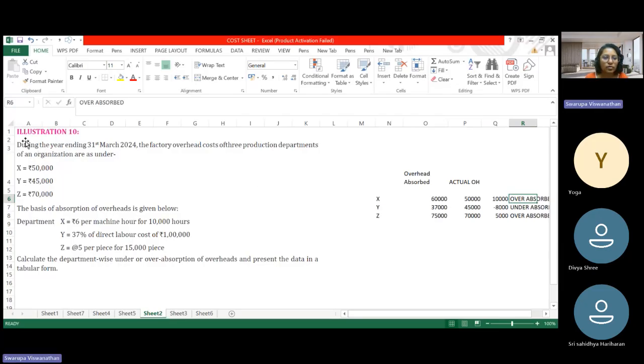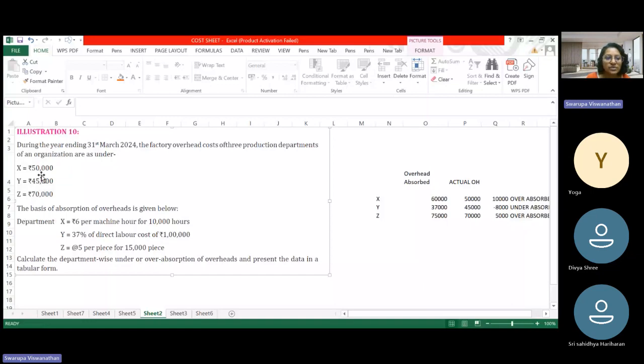So next we will go to a question on overhead absorption. During the year, factory overhead cost of 3 production departments of an organization are as under: X, Y, Z: 50, 45 and 70. Department X, the absorption rate is 6 rupees for 10,000 hours; Y, 37% of labor cost of 1 lakh; and Z, it is 5. Calculate department wise over absorption and present the data.